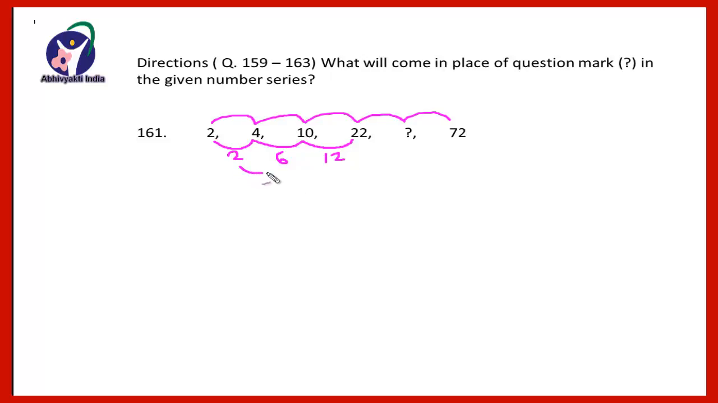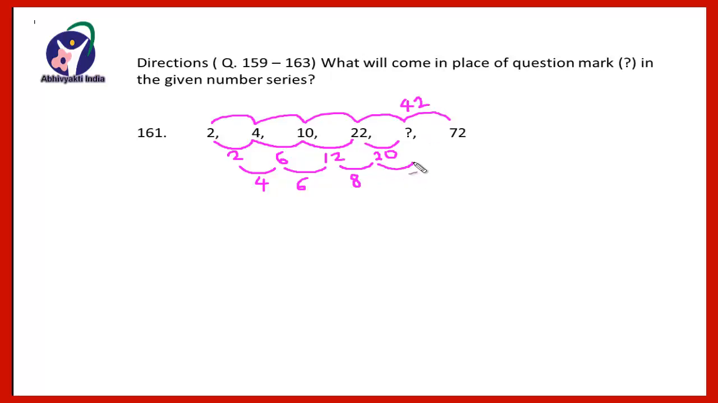And the differences between these are 4, 6, and therefore this difference should be 8, and therefore 12 and 8, the difference between these two should be 20. So 22 and 20, that will be 42.